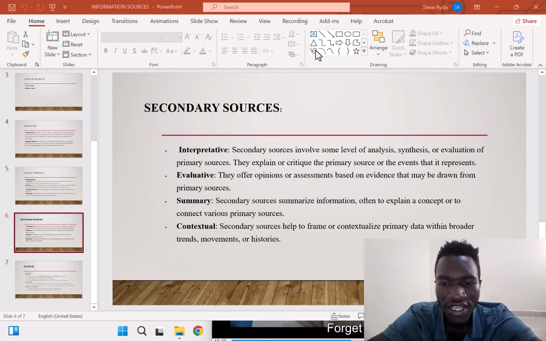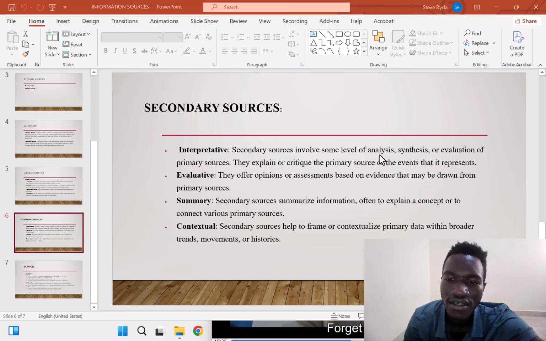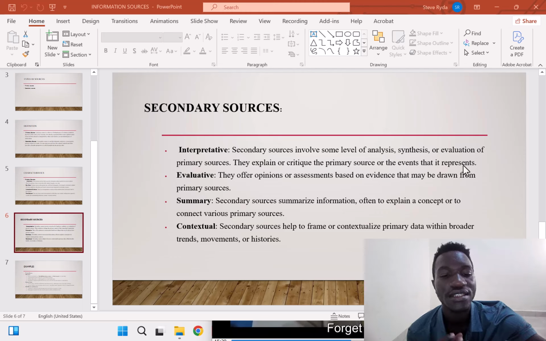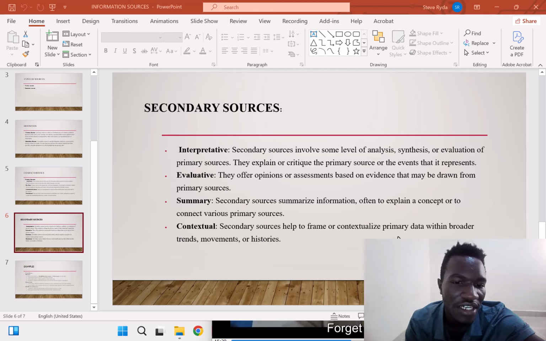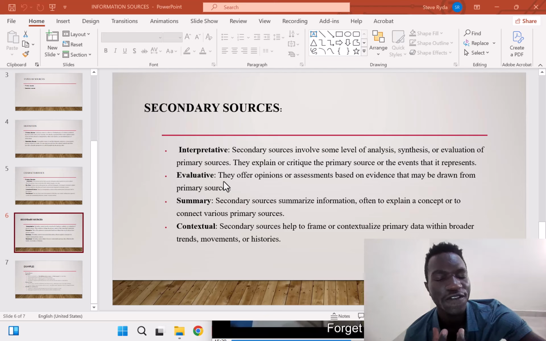Secondary sources involve some level of analysis, synthesis, or evaluation of primary sources. They explain or critique the primary source or the events that it presents. So here we are seeing that it is interpretative, it interprets itself, in a simple format. It is evaluative. They offer opinions or assessments based on evidence that may be drawn from primary sources. So in a secondary source, it has many evidences.